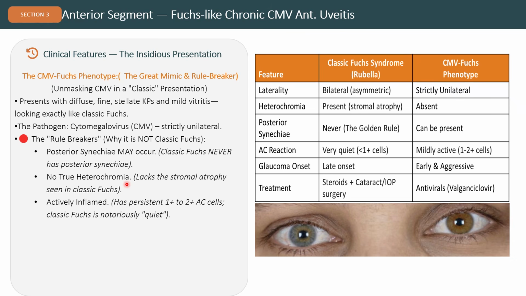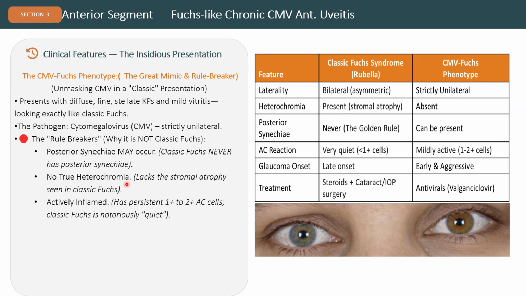Even in Fuchs uveitis syndrome, the heterochromia is not present in all cases, but quite a large proportion of cases have heterochromia. That's why the preferred term is Fuchs uveitis syndrome rather than Fuchs heterochromic uveitis. This is based on the SUN recommendation. Better to say Fuchs uveitis syndrome and avoid the term Fuchs heterochromic uveitis, because this will lead to confusion if you don't find heterochromia.